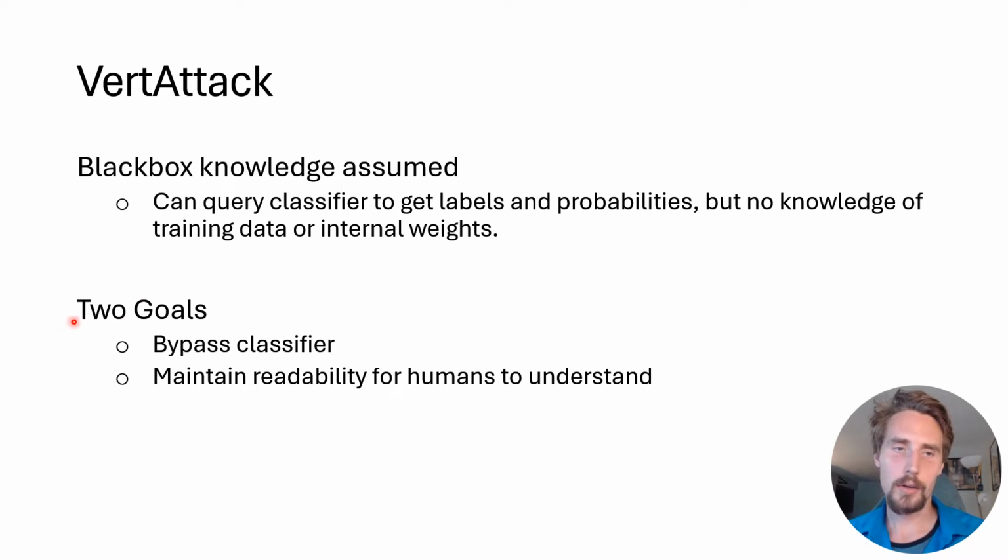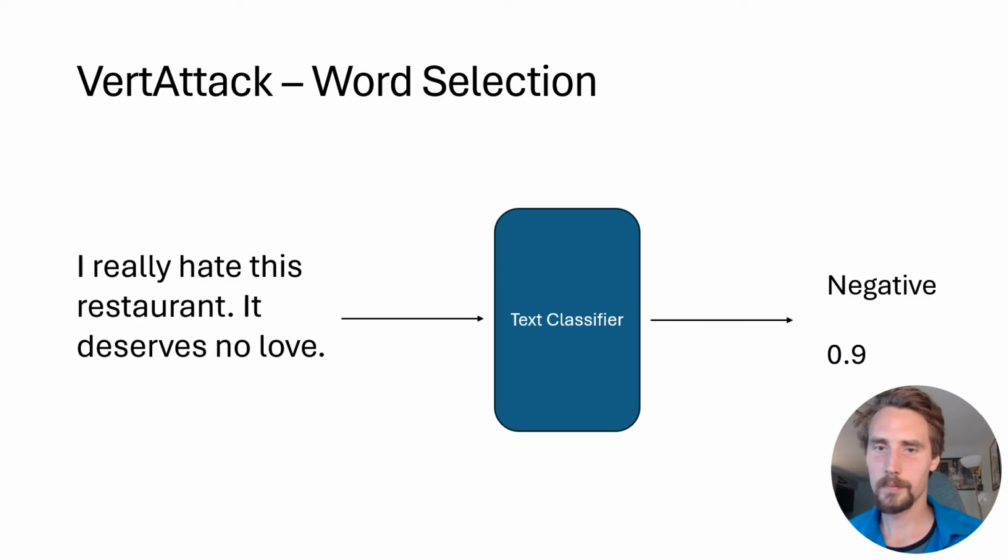And there are two main goals that VertAttack will focus on. First is, as we've said, trying to bypass that classifier and cause a wrong classification. The second, which is equally important, is to maintain the original readability and understanding of the original text for humans, because if it changes the actual meaning of the text, then the attack is also not successful. So it has to keep both of these in mind when it's changing text.